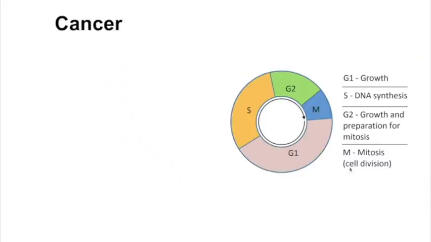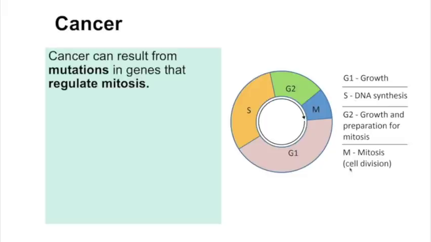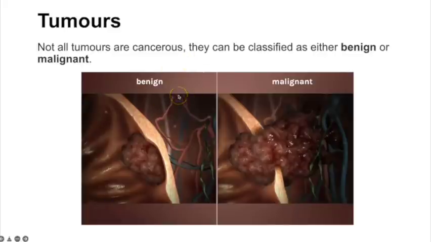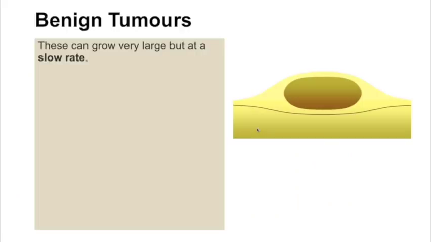The next thing you need to know about is cancer, which we briefly mentioned at the start. So it can result from mutations in genes that regulate mitosis. And if these genes do mutate and a non-functioning protein is created, then that means mitosis cannot be controlled. And that is why you end up with this uncontrollable cell division, and that is when a mass of cells or a tumour is created. Now, there are different types of tumours. You can have what's called a benign tumour or a malignant tumour. And you do need to know the differences in the properties of these.